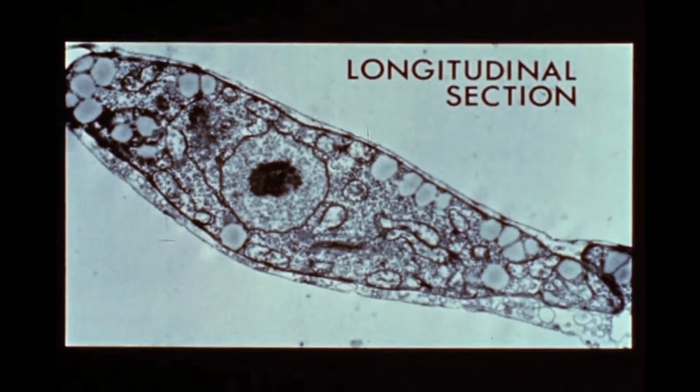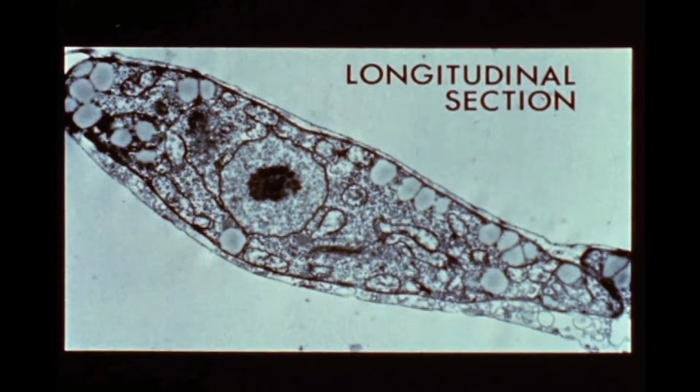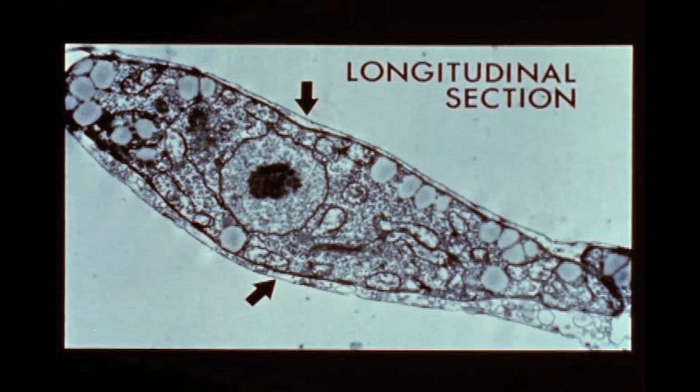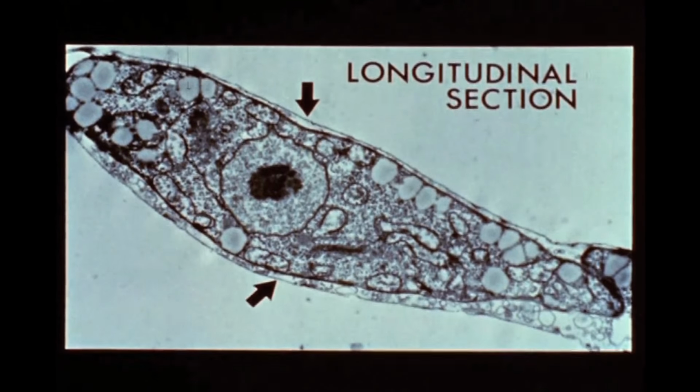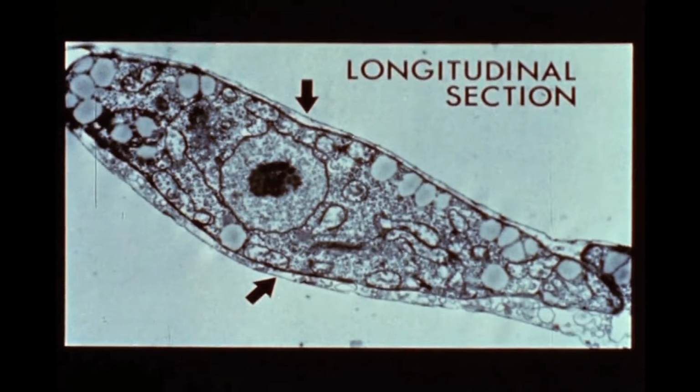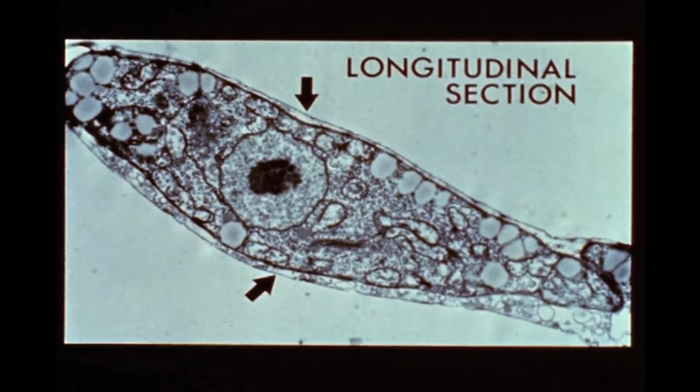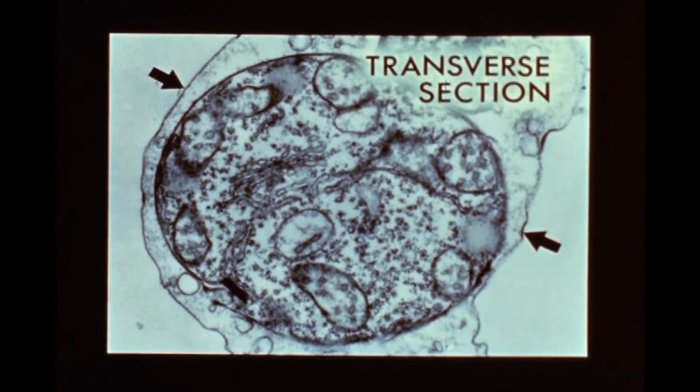Observations with the electron microscope show conclusively that the cells are completely surrounded by the material of the extracellular matrix in both longitudinal and transverse section.